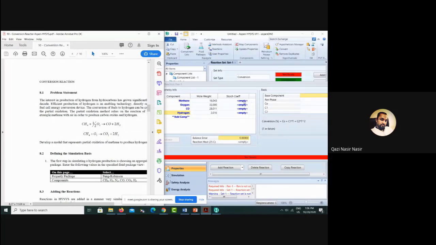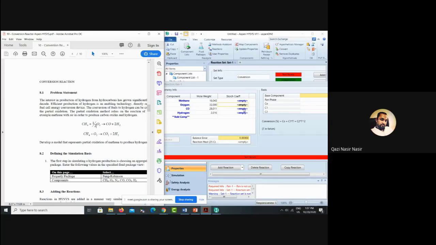But if you put it here, you put -1. So Aspen Hysys will know that methane is the reactant because you put -1, not 1. And here it is positive half, right? You need to put -half in oxygen. If you put -half or -0.5 in oxygen, Aspen Hysys will know that this is also a reactant. For the product, we just put 1 for carbon monoxide.